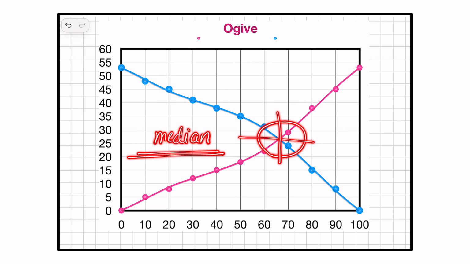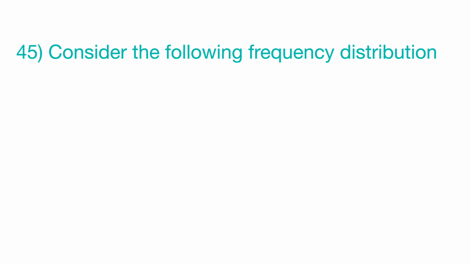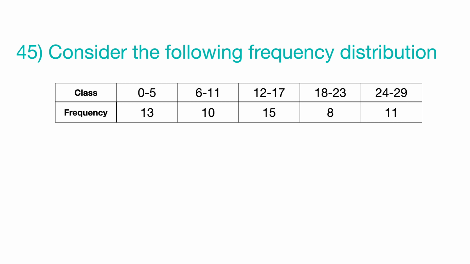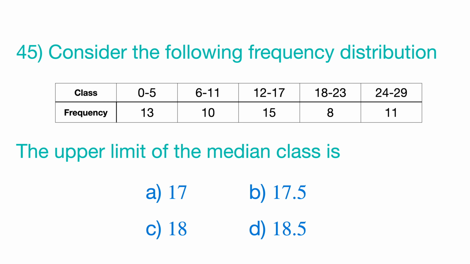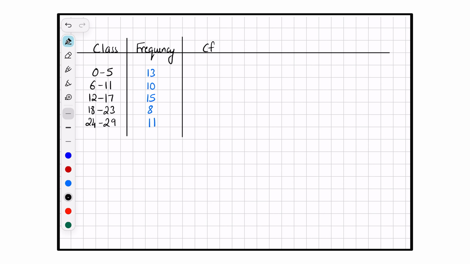Consider the following frequency distribution. We have a table given and we have to calculate the upper limit of the median class. So the classes are not represented in a continuous fashion. You can see it is coming from 0 to 5, then the next class is 6 to 11, and then 12 to 17. So it is not in a continuous fashion, but it is in a discrete form. So I will rewrite this table once more. Okay, so we have the data given in a tabular form.